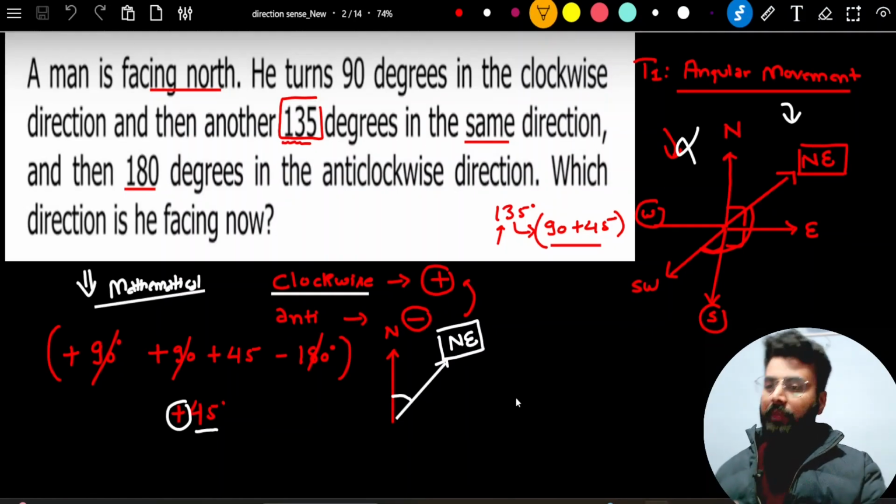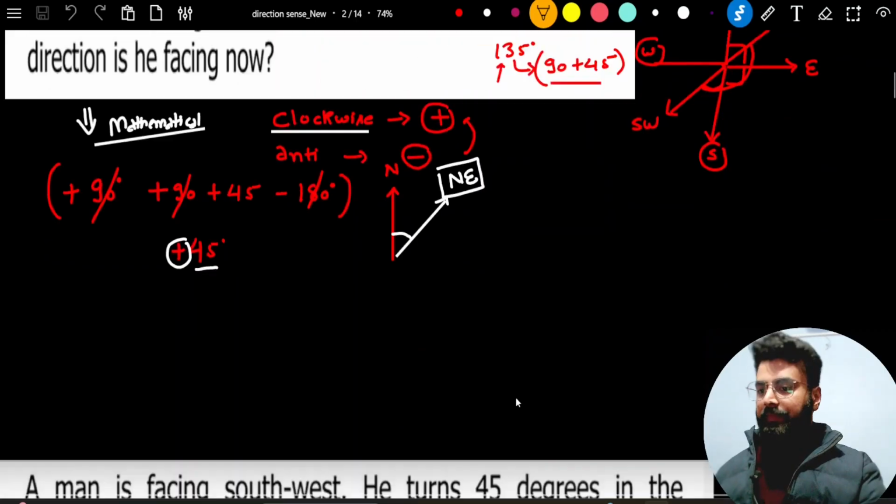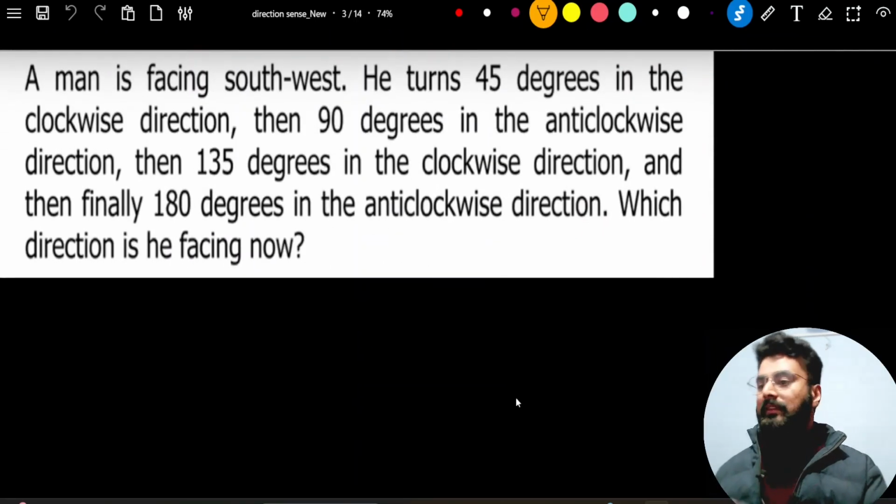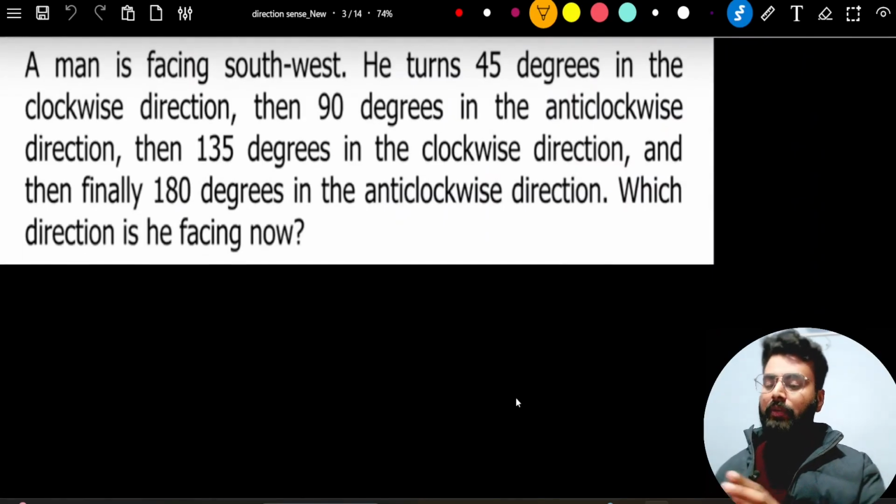So let me discuss one more problem and then we'll close the session. Look at the next problem based on the same type. Nothing has changed. We have to apply the same thing. A man is facing in the southwest direction. That's something which we are going to use later. He turns 45 degree in the clockwise direction.